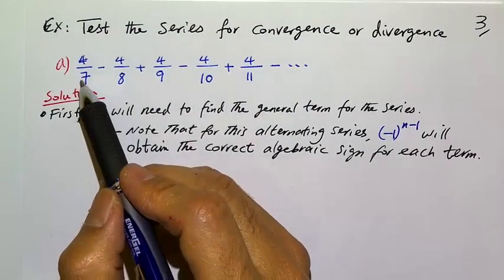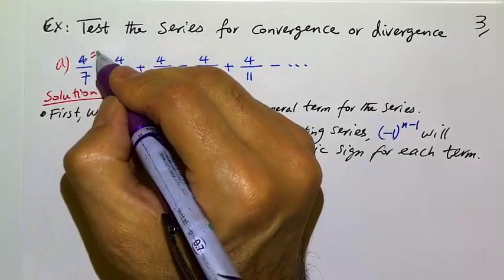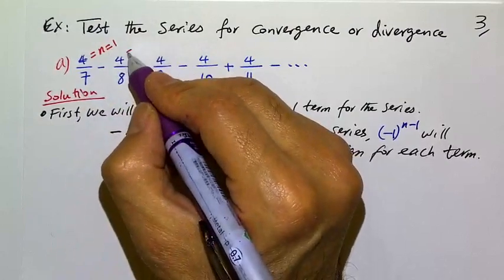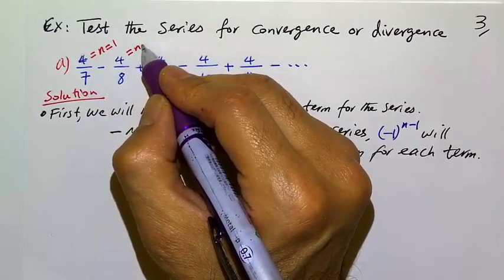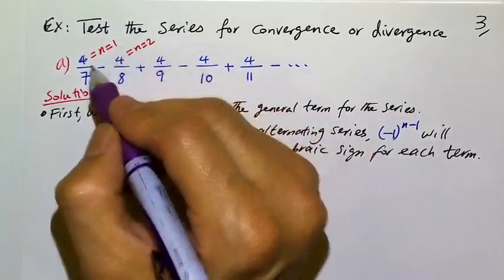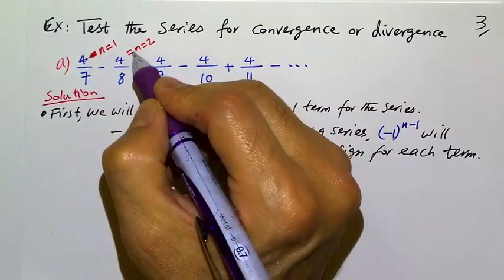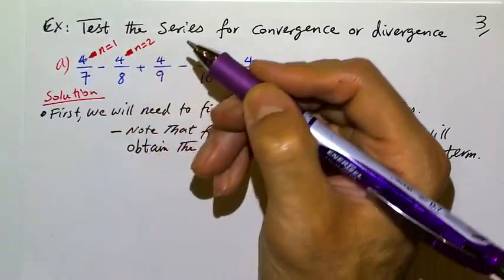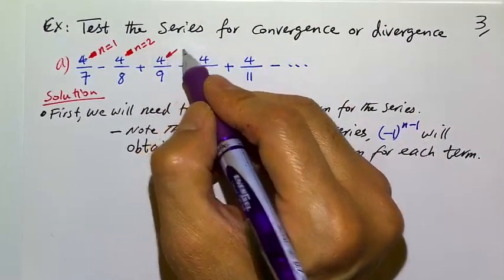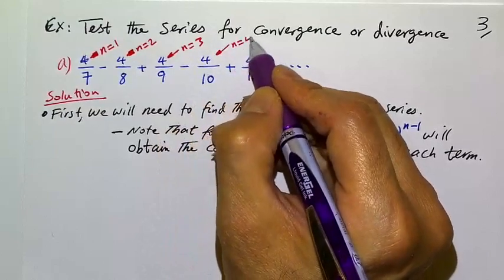So this is the first term, so this would be n equals 1. For n equals 1, we have that term. For n equals 2, we have this. This is n equals 3. Maybe I should put an arrow here rather than an equality. So this is n equals 3 and so on, and that is n equals 4.